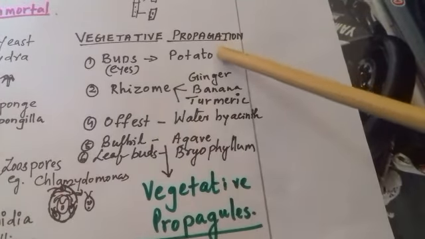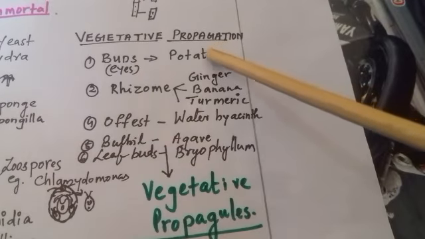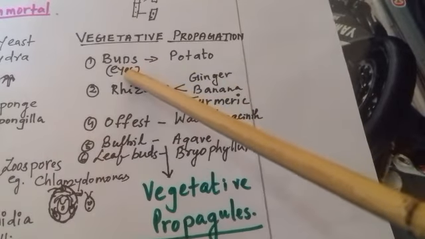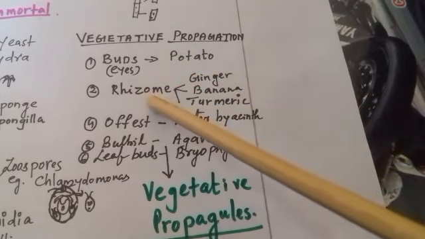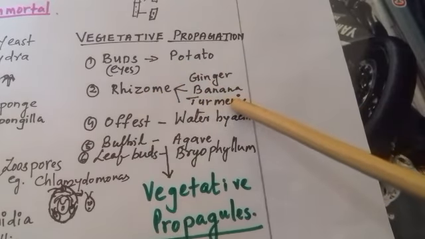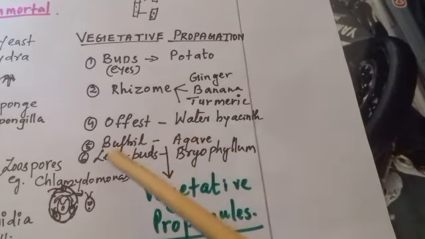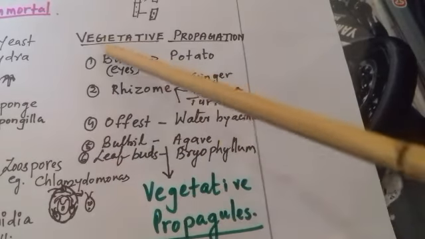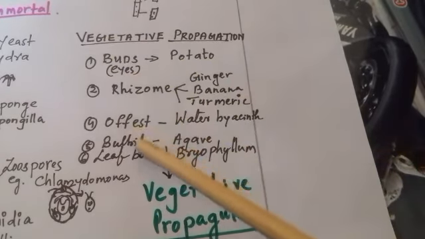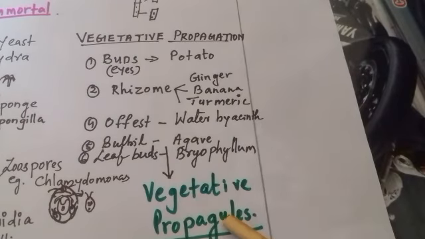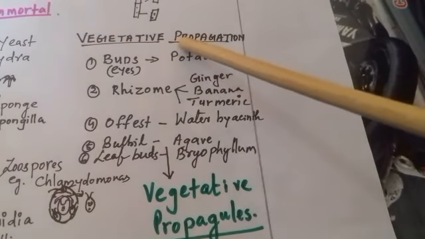So once again we can conclude the vegetative propagules. Which are the vegetative propagules? Buds or eyes in potato. Rhizome we can see in ginger, banana, turmeric, etc. Then offset in water hyacinth, bulbils in agave, leaf buds in bryophyllum. All these structures, buds, rhizome, offset, bulbils, leaf buds, etc. are known as vegetative propagules, through which a new plant can be developed. And this method of reproduction in plants is known as vegetative propagation.